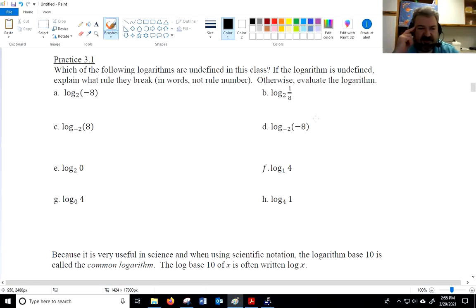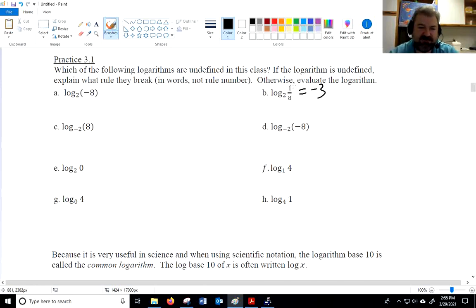All right, let's discuss. Now, the log base 2 of negative 8, that's a log of a negative number. We do not log a negative number. Log base 2 of 1 over 8. Can we do that? Yeah, we can. The answer there is negative 3. So you can see that we can't have a negative in our log question, but the answer can be negative.